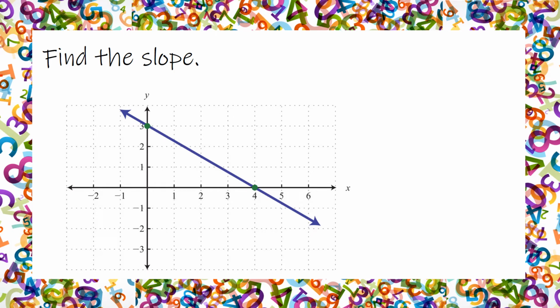So our first problem says find the slope. Slope is always rise, that means the movement up or down, change in y, over run. Rise over run, so the change in y over the change in x.